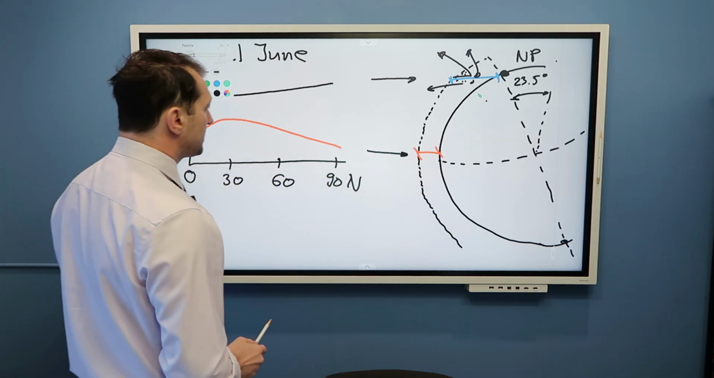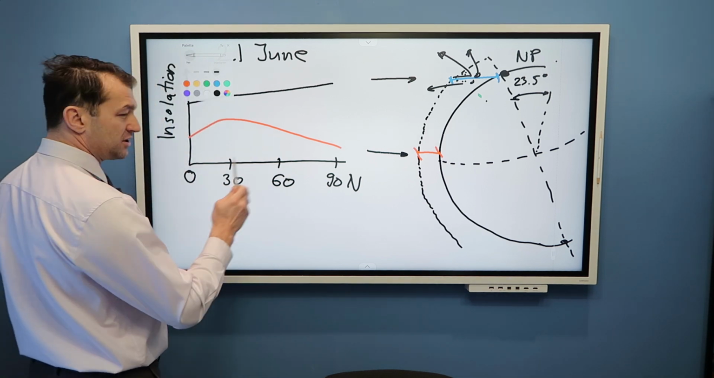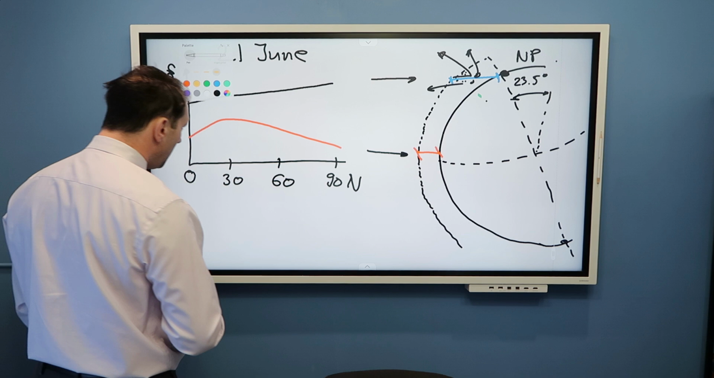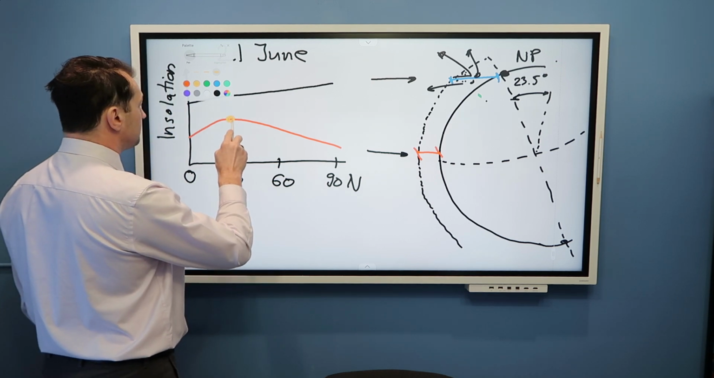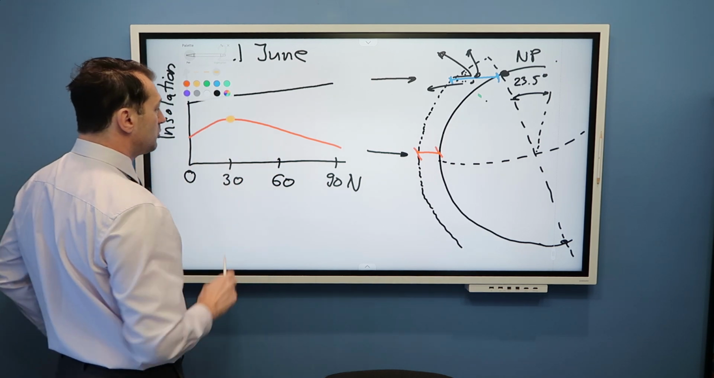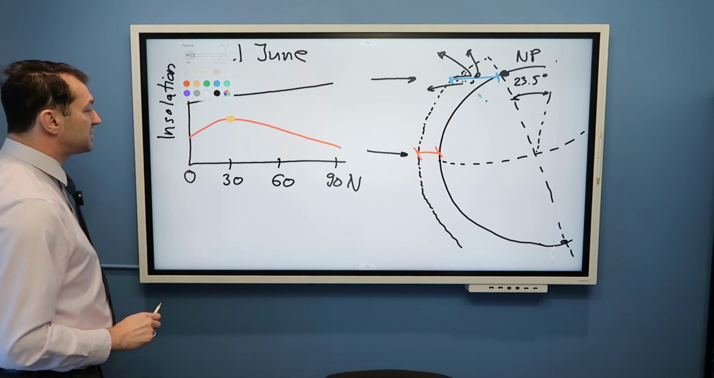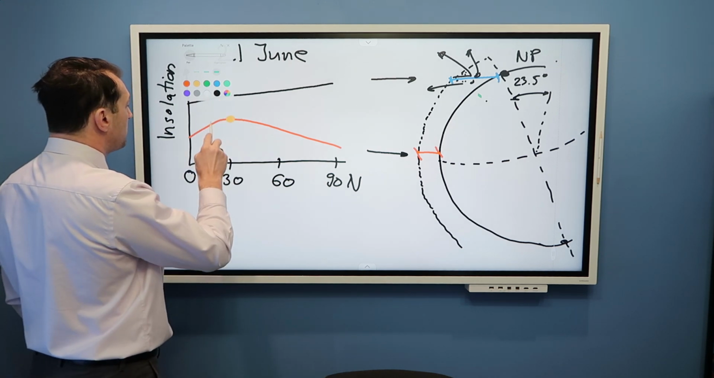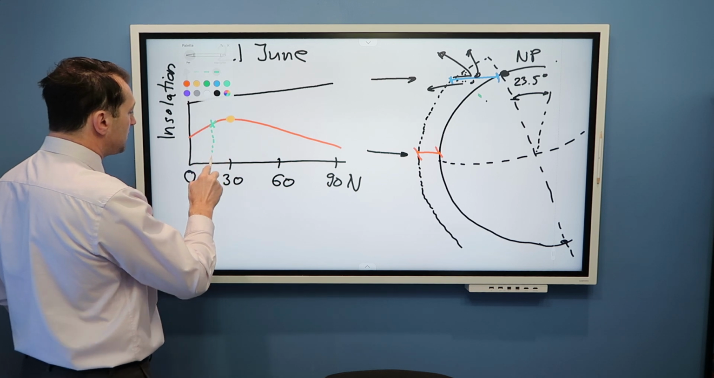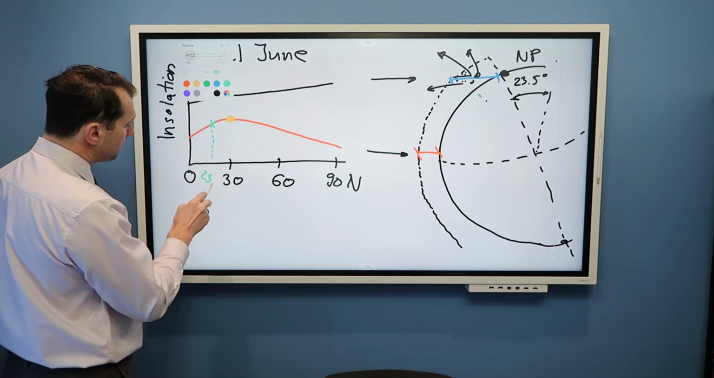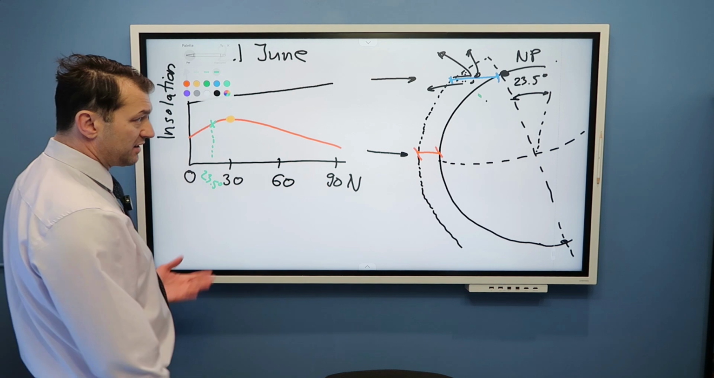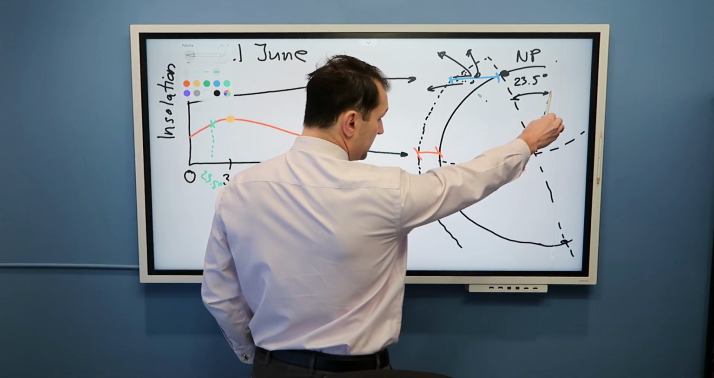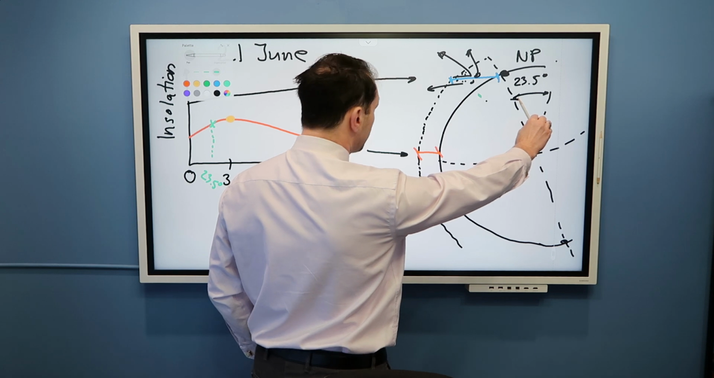Another thing you might ask, this is a bonus question: why is the maximum at 30 degrees? Why is the maximum of insolation at the surface at 30 degrees and not somewhere here at 23.5 degrees? Now you might ask, but why would it be at 23.5 degrees? Well, look, this inclination is 23.5 degrees.